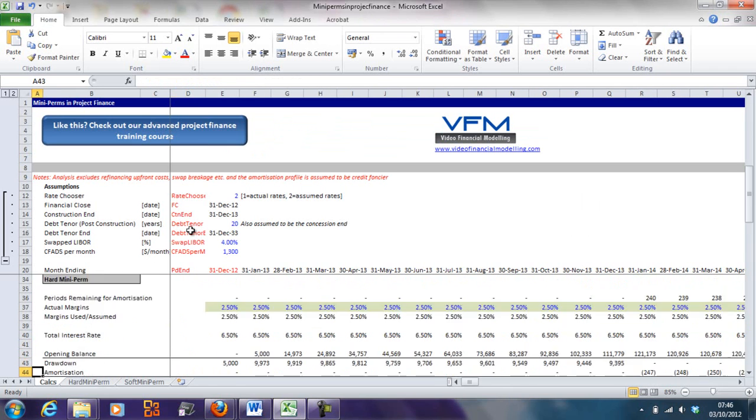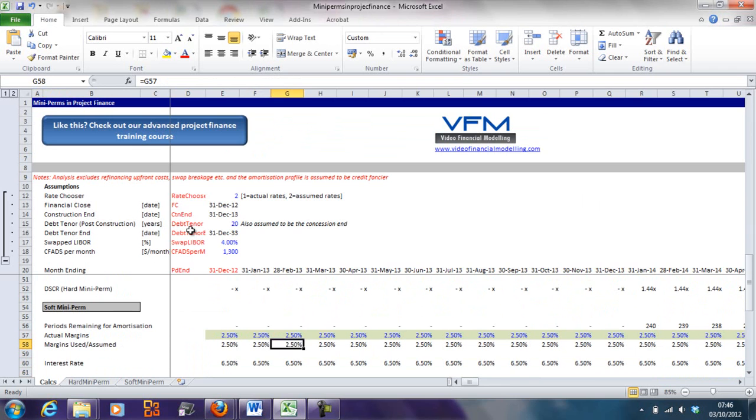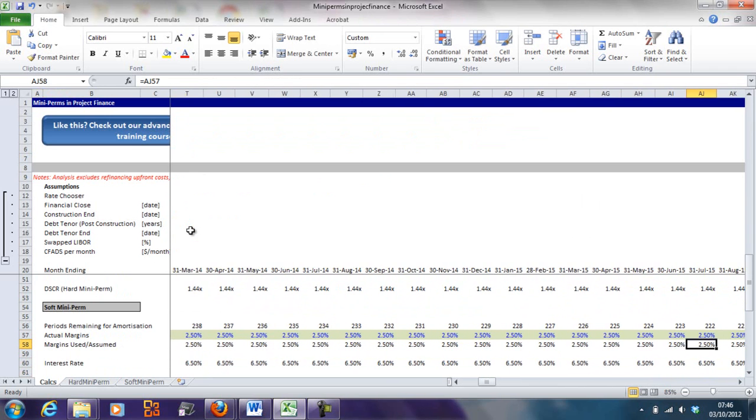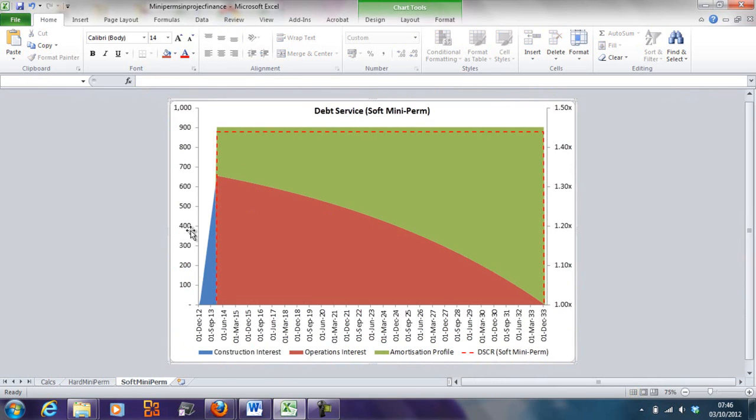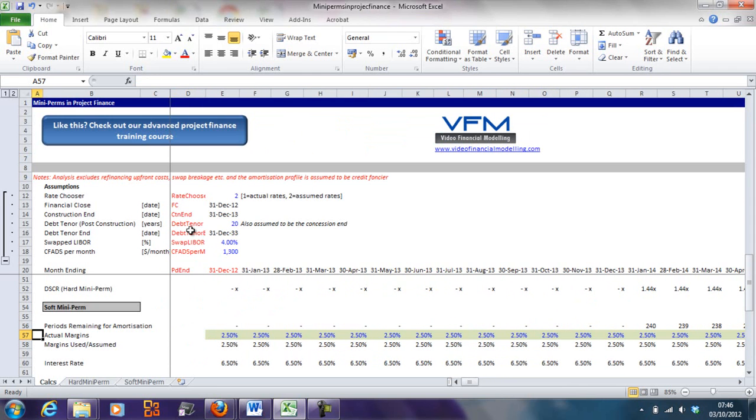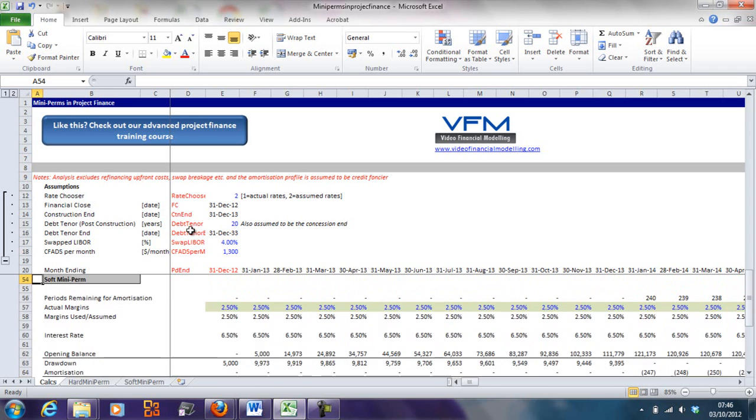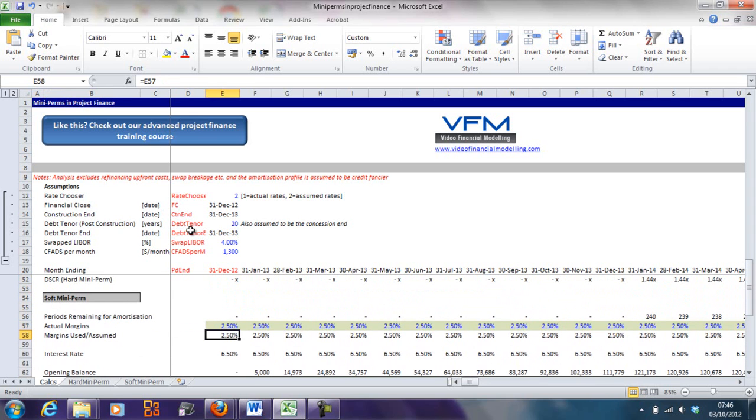With the soft mini perm, on the other hand, here the margins assumed, now we're assuming exactly the same margins as the hard mini perm. So let's go have a look at the soft mini perm. And it is exactly the same. The point we're trying to get at here is that whilst soft mini perms and hard mini perms have different legal points and mechanisms, often what can happen is a borrower can assume a similar debt service schedule and margins in both cases. So you can get the same repayment profile.